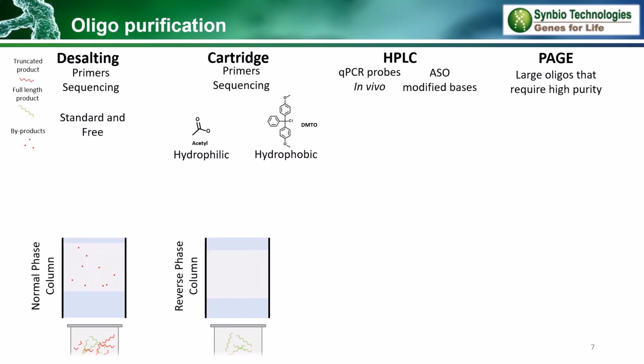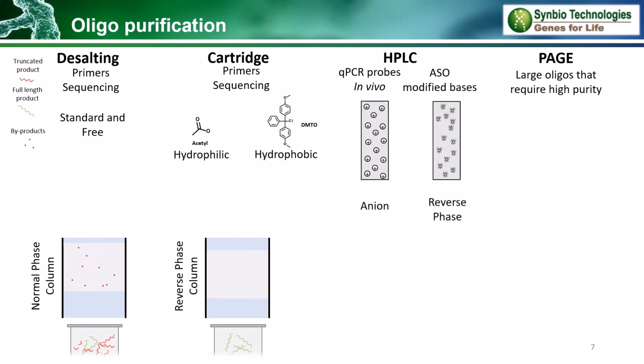For HPLC, the oligos are run through a column under high pressure. This method is suitable for qPCR probes, antisense oligos, and in vivo applications where purity is of great concern. The two standard columns are a reverse phase column and an anion exchange column. The anion exchange column takes advantage of the negatively charged phosphate backbone, so the electrostatic interaction between the positive charge of the column and the negative charge of the oligo slows down oligos with a greater charge. This is effective for separating oligos in the 10 to 40 base pair range.